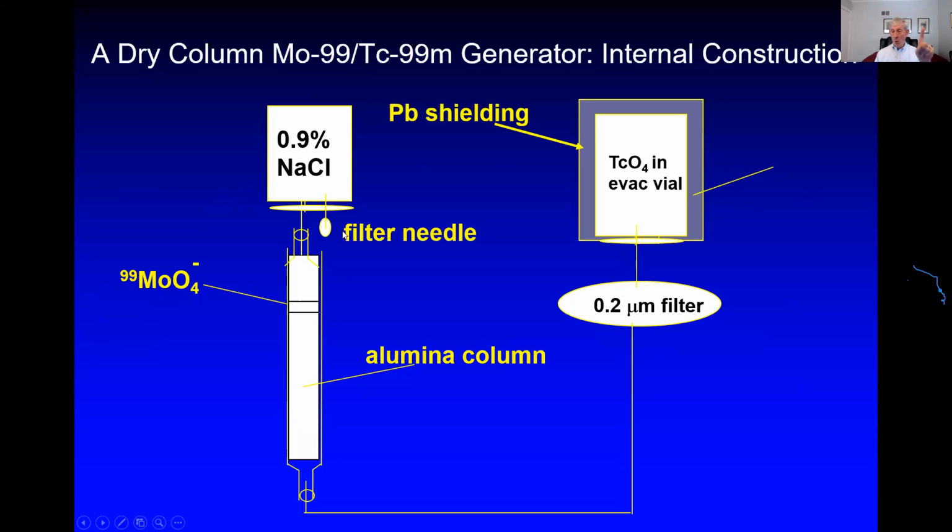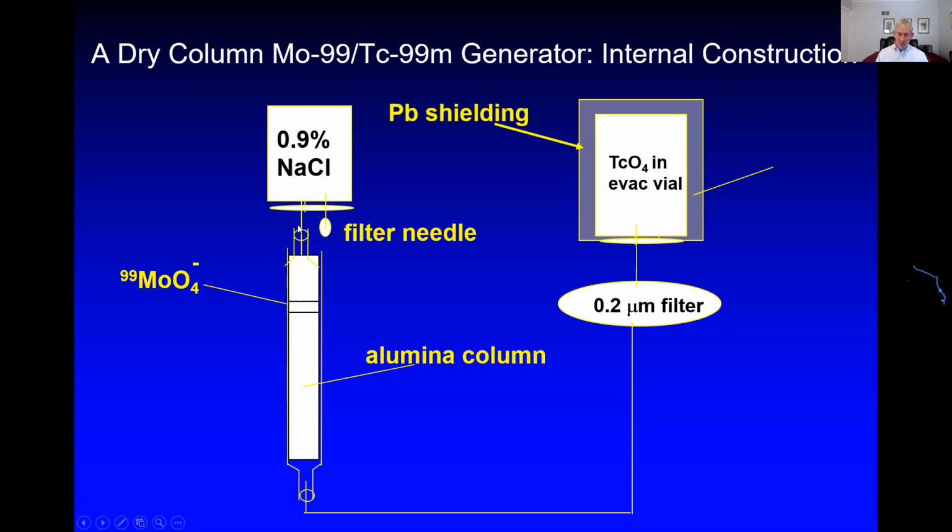Always 1. So when you put the evacuated vial on this side, and you'll note this is a lead shielded evacuated vial, when you put an evacuated vial on the needle on this side, air is going to flow in this filter needle, bubble up, and push down the liquid.